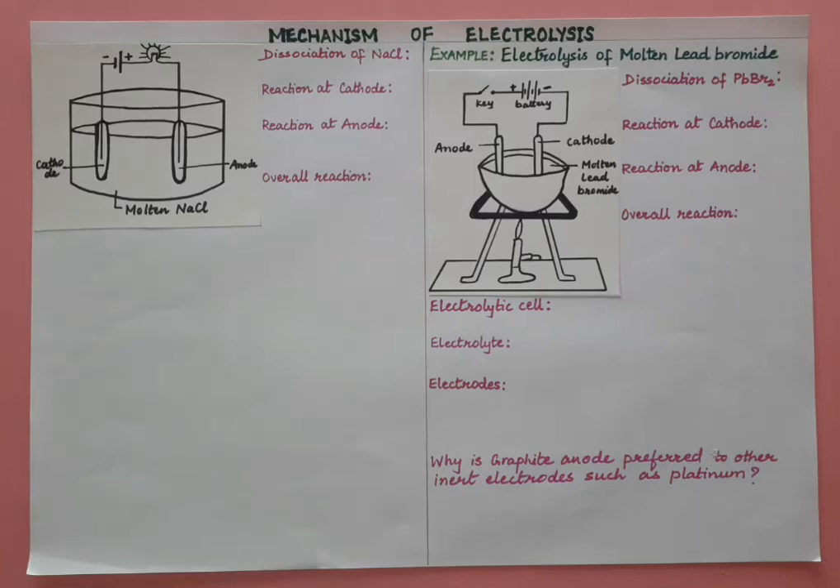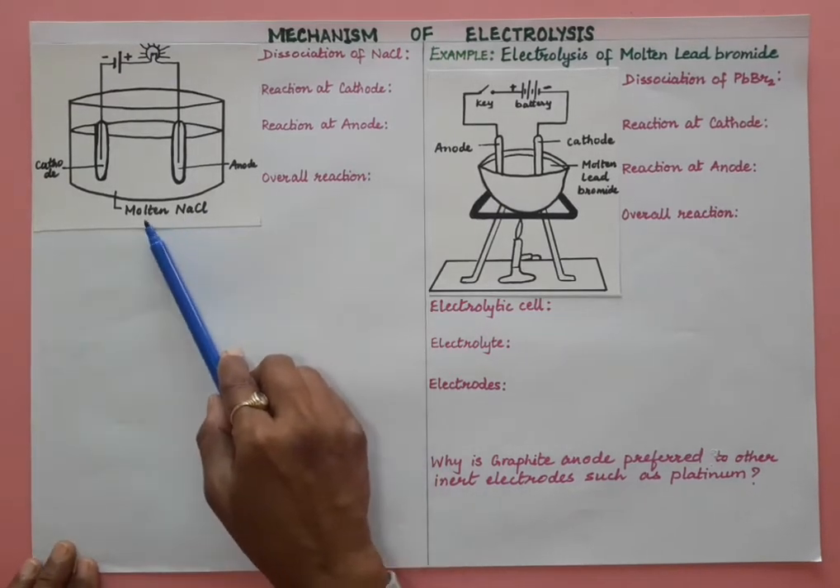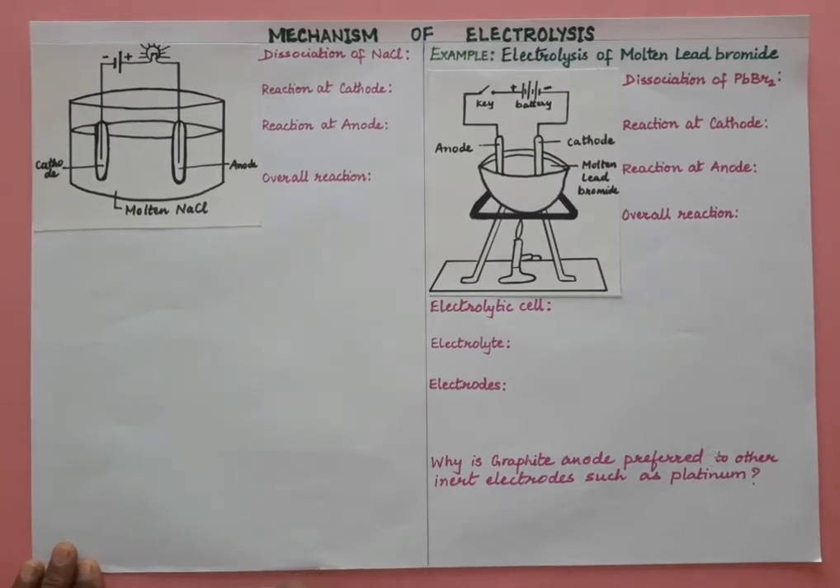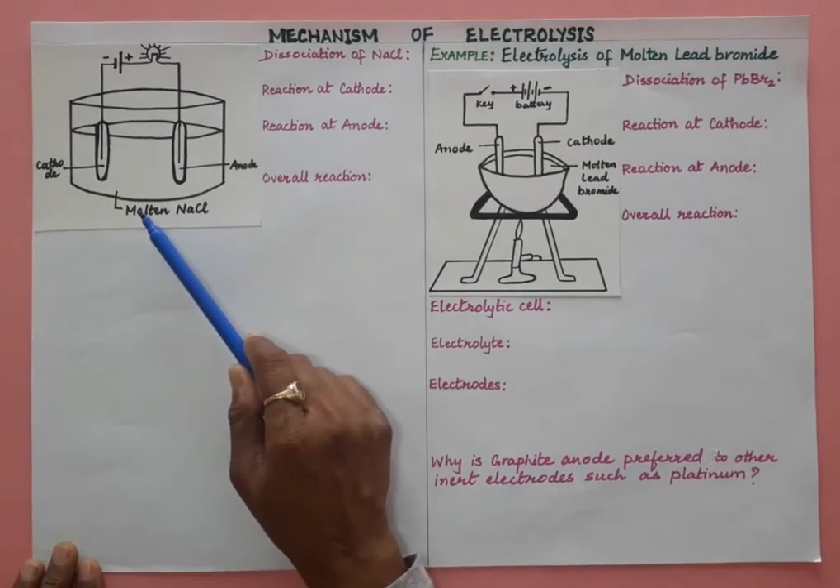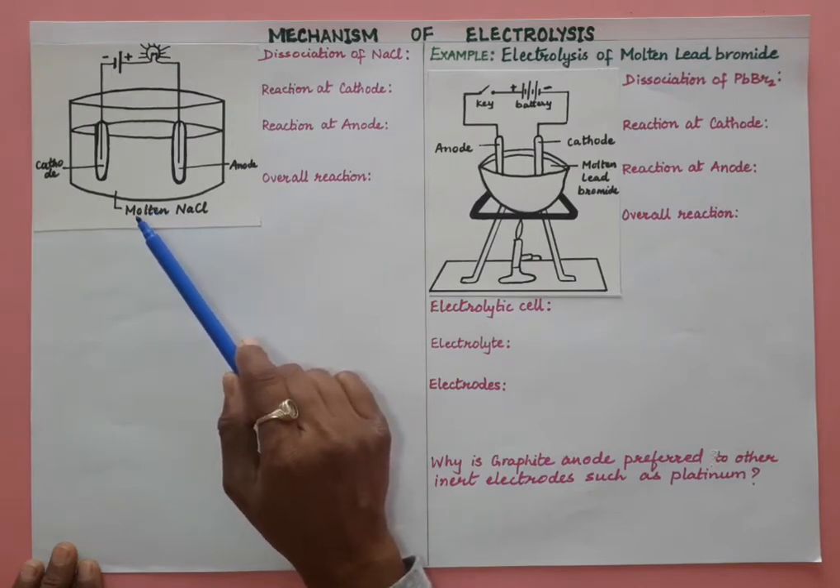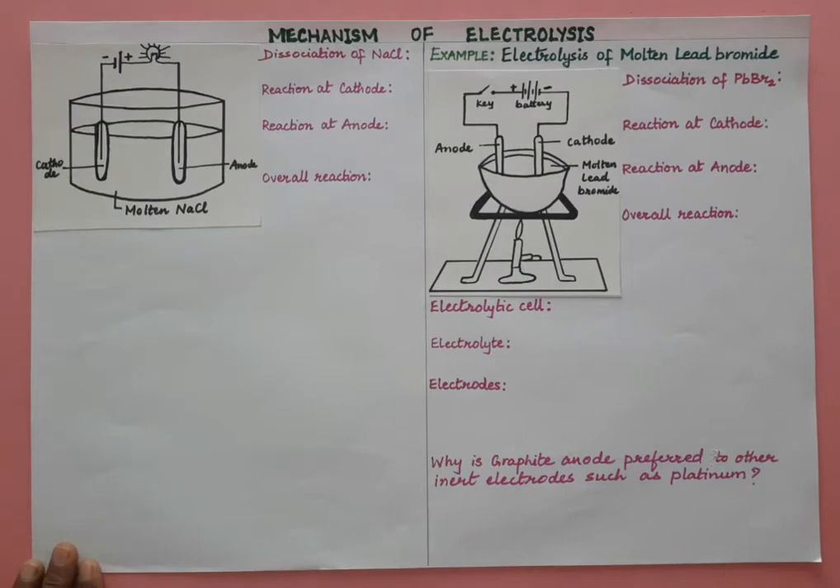Hello students, let us understand the mechanism of electrolysis. To understand it, let us take the example of molten sodium chloride. We know that the electrolyte must be in a molten or aqueous state so that it will have mobile ions and conduct electricity. That is the basic requirement.